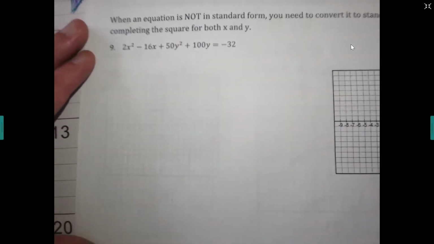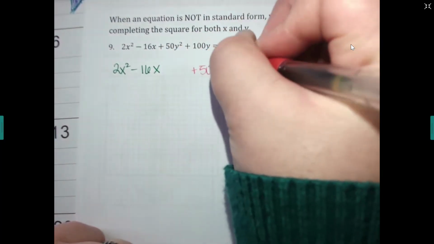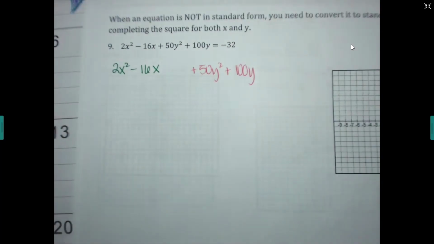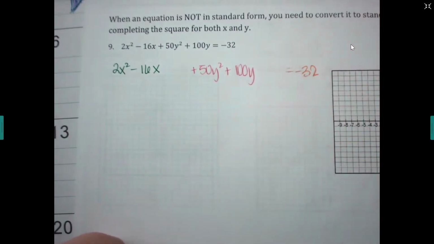All right, so take a look at number 9. First thing you're gonna do is group your like letters. So the 2x and the minus 16x are gonna stay together. The 50y squared and the 100y are gonna stay together. And then the 32 is already on the other side. But remember, sometimes they're not gonna already have them grouped. So your first step is to sort out, get your x's together, get your y's together, number on the other side.